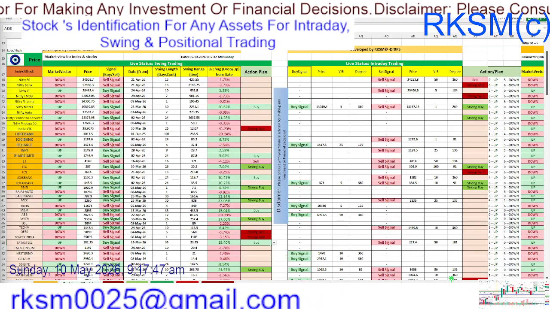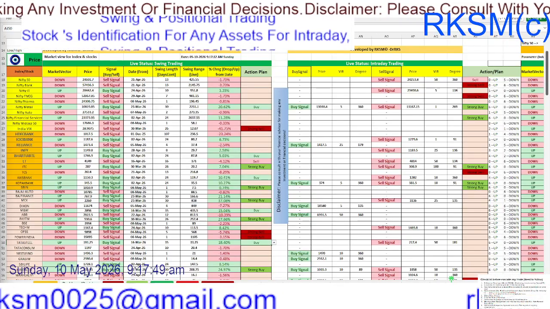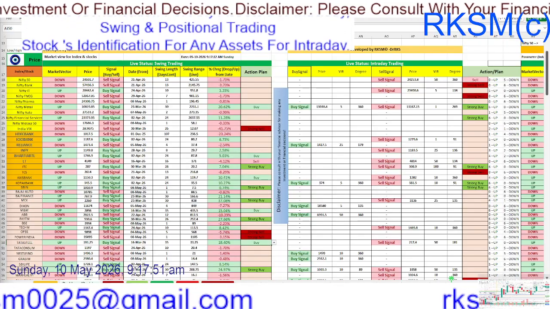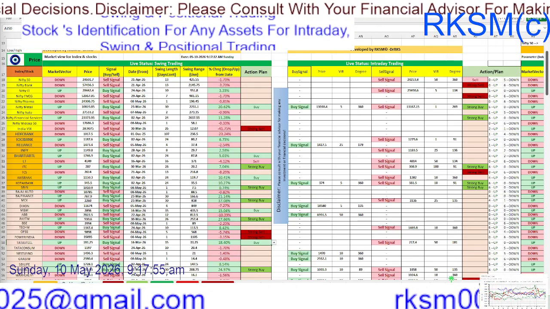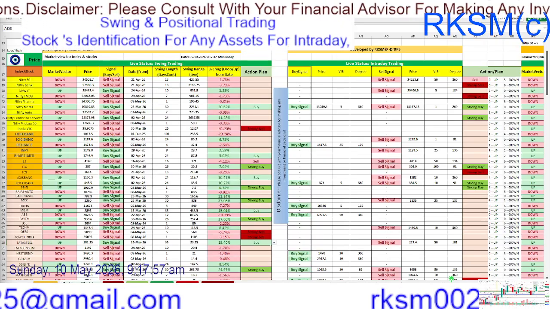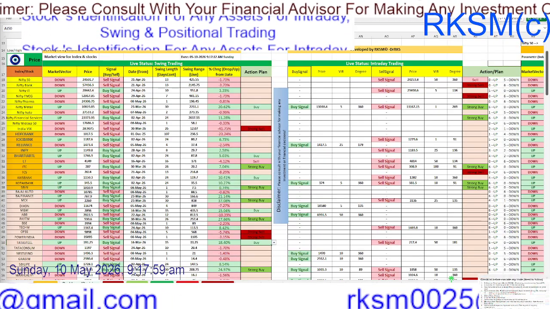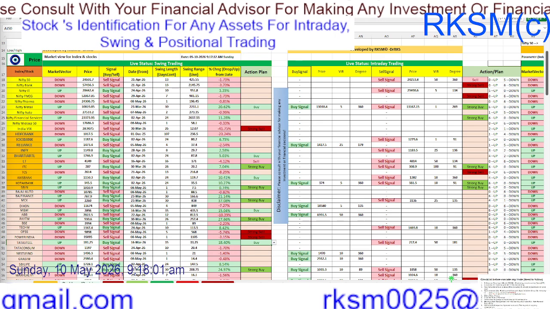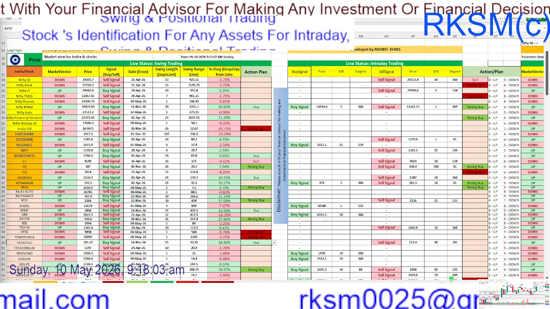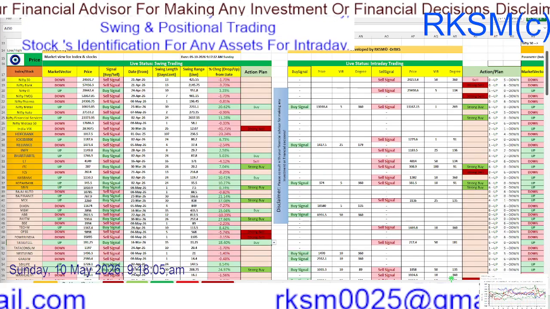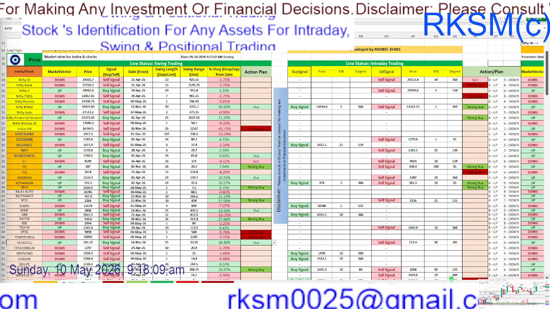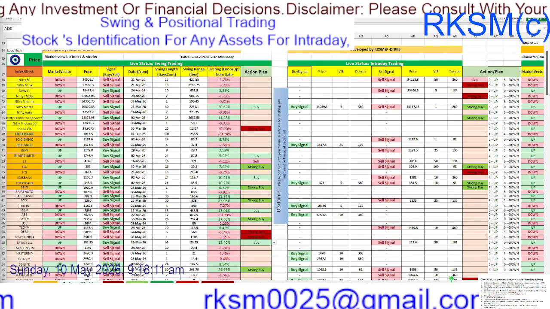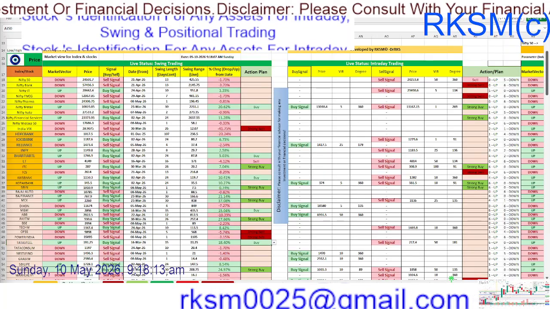Today we will discuss a very important concept: how to identify a stock out of more than 600 stocks. We have developed a very powerful system which can give you a scan of which stock you need to select, out of hundreds of stocks, more than 500.